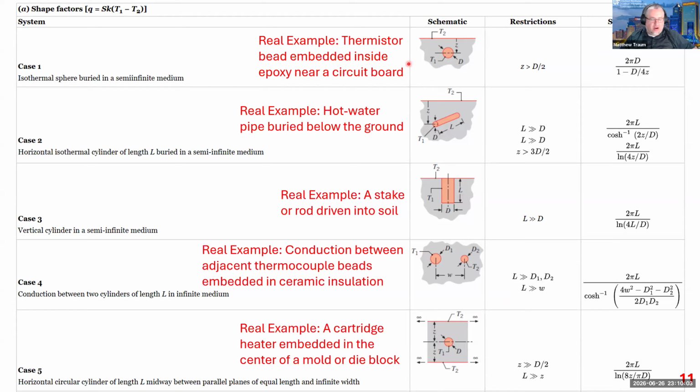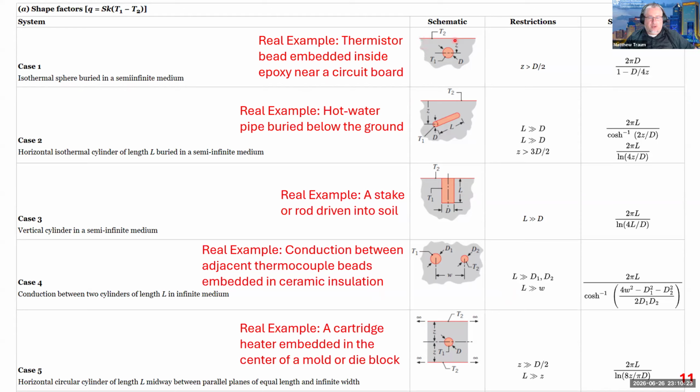Okay, here's the ones in the book, and let me just give you some real world examples of where you might use these different shape factors, just to give you a sense, right? So we already talked about the isothermal sphere. That's case number one. So this could be like a thermistor bead embedded inside epoxy near a circuit board, right?